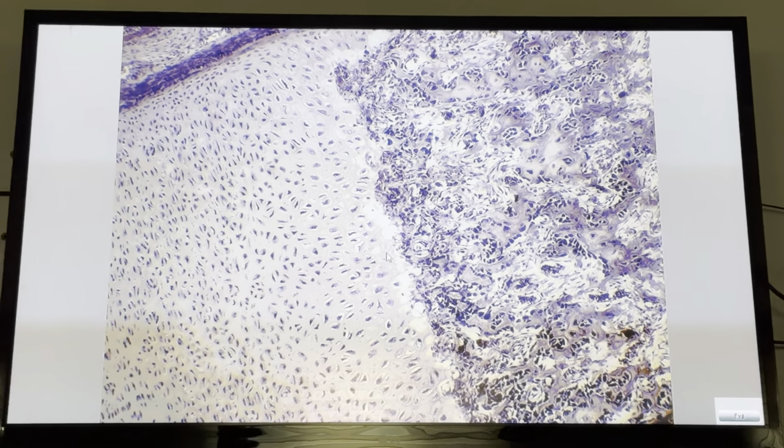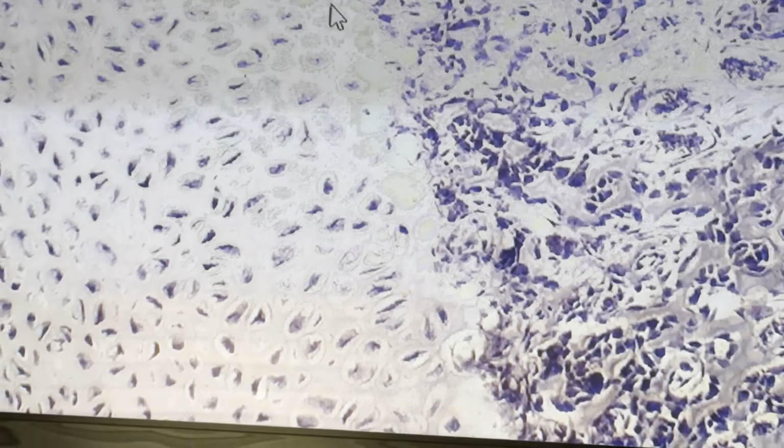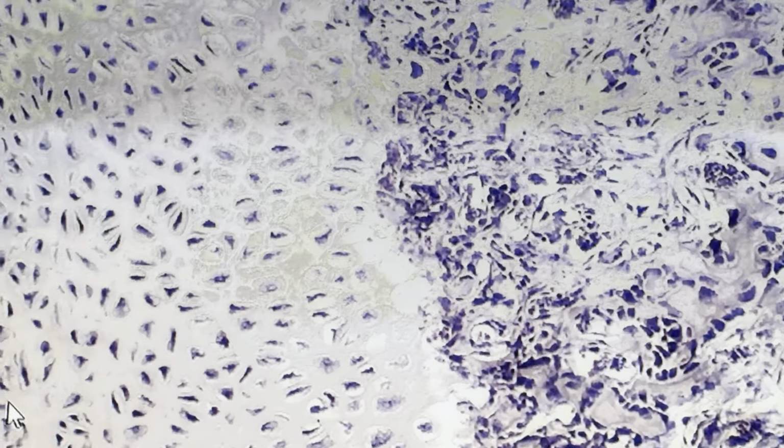This is calcified zone. We can see the chondrocytes are dead cells. Hypertrophic zone, proliferative zone, and resting zone.